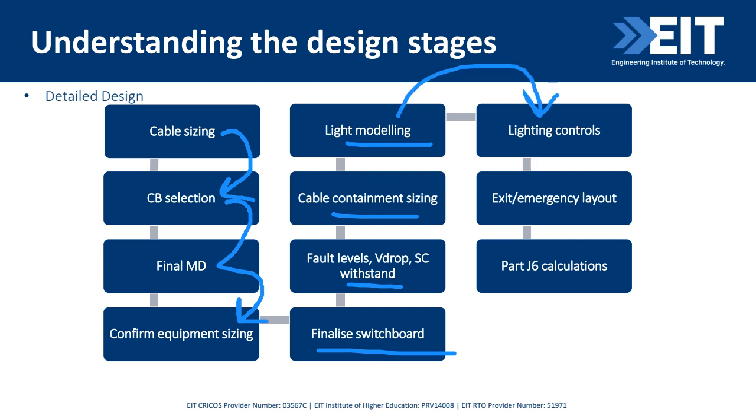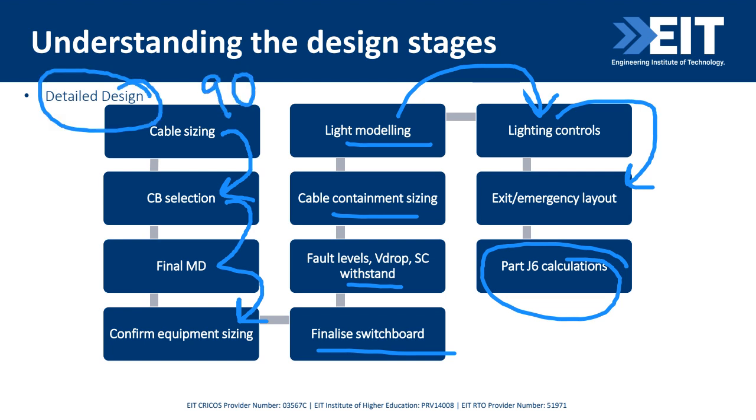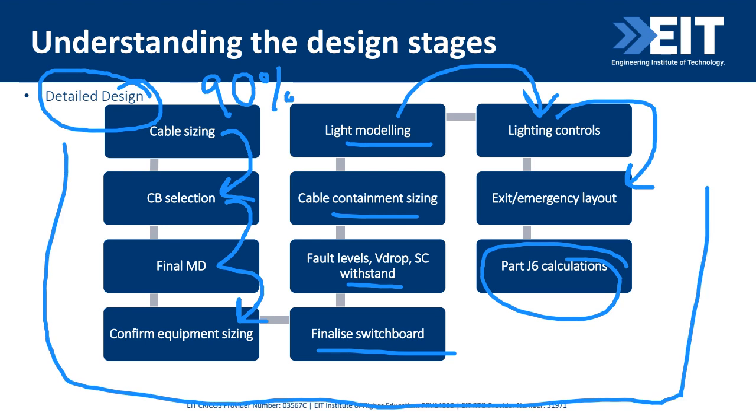Once we've done our lighting, we typically then do our lighting controls. And we can finish exit and emergency and do some energy calculations if we need to. So in a detailed design, or you could call that, say, a 90%, we do all of these activities.